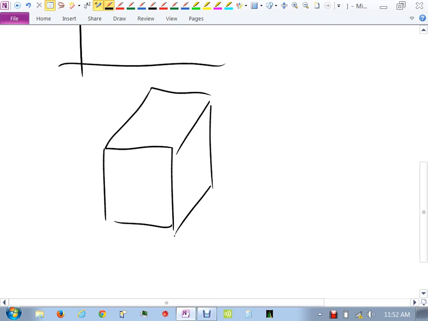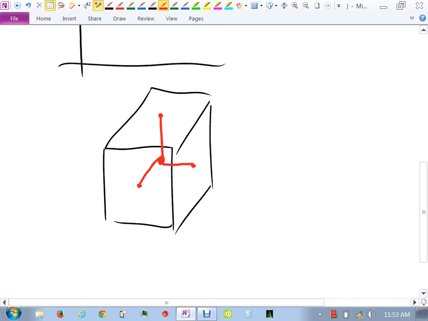Where is its center of mass? It's in the center of the cube, right? Right in the middle. If I go in the middle of each of the sides, go straight in, straight down, right? Go straight in. Oops, way off there. That's the center, right?